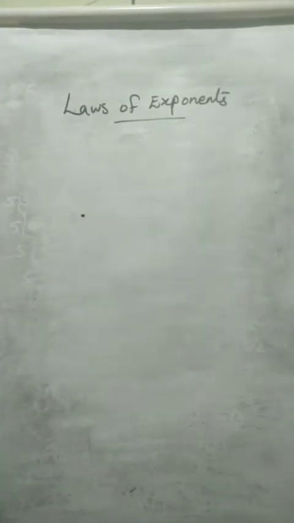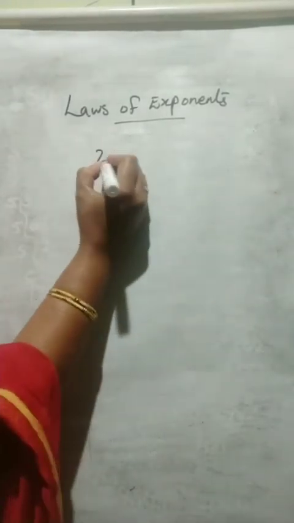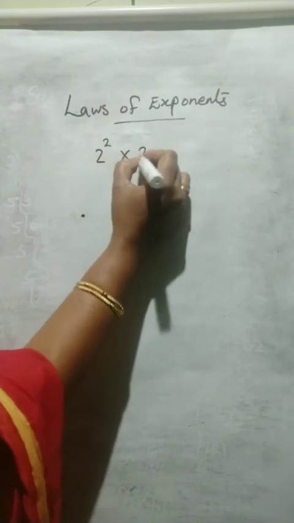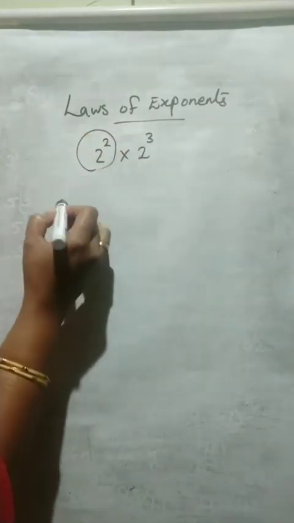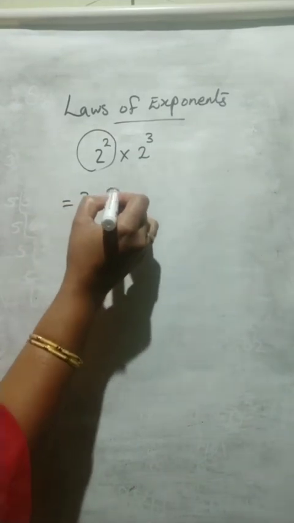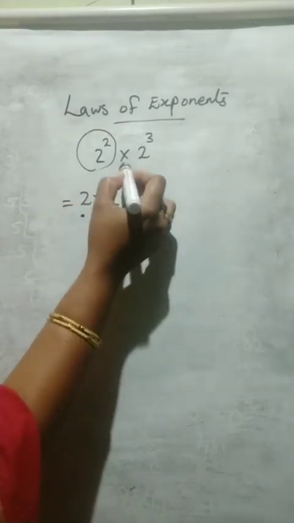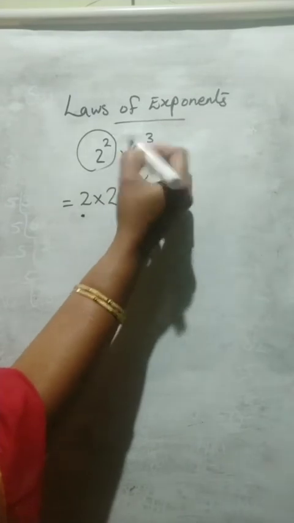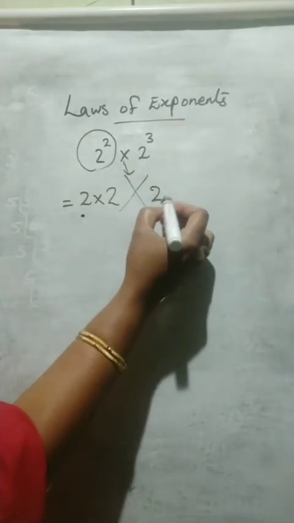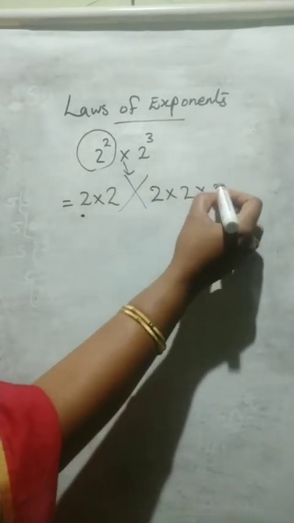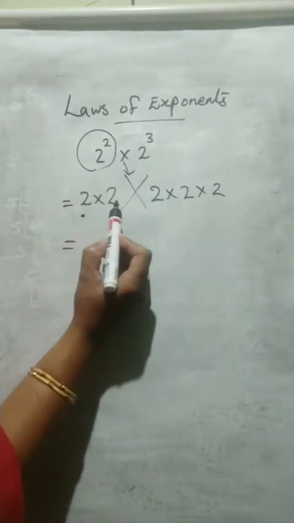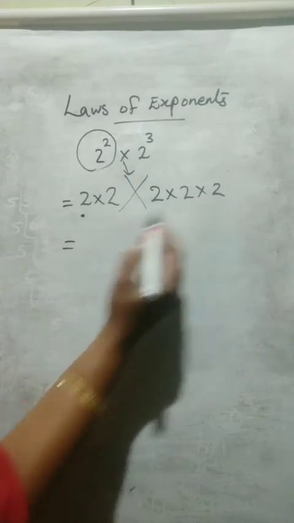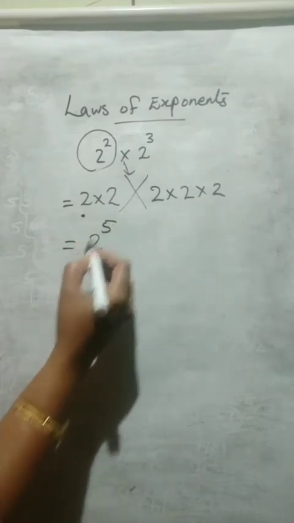Now we can solve 2 raised to 2 multiplied by 2 raised to 3. Actually, what is this 2 raised to 2? That is 2 times 2. Then this multiplication, okay? Then 2 raised to 3. That is 2 times 2 times 2. In total, how many 2's are there? 1, 2, 3, 4, 5. That is 2 raised to 5.